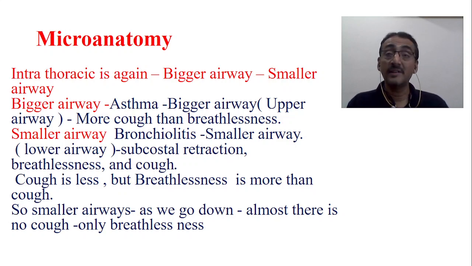When the smaller airways are affected, we will have subcostal retractions, breathlessness, and cough, because cough will be last. Cough is very less, as it is a disease of the lung parenchyma. Now the lower airways means it comes to the lung parenchyma, so breathlessness is more and subcostal retraction will be there. Cough is less, but breathlessness is more than the cough. So as we go down the smaller airways, almost there is no cough and only breathlessness will be there.